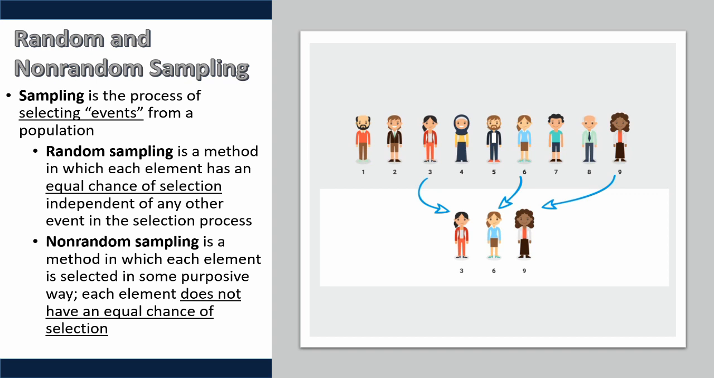Recall what I said the last time about the differences between random and non-random sampling. Random sampling means that each element in the population pool has an equal chance of being selected into the sample. Non-random sampling is exactly the opposite. It means that each object or element is selected in a purposive way, such that each person in the population does not have an equal chance of being selected into the sample.